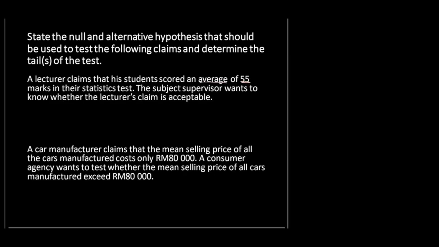So okay, I invite you to help me out with the exercise that we're going to discuss now. State the null and alternative hypothesis that should be used in the following claims. So let's look at the first claim. A lecturer claims that his students scored an average, now this is the keyword here, average, of 55 marks in their statistics test. Then the subject supervisor wants to know whether the lecturer's claim is acceptable. So what is the null and alternative hypothesis here?